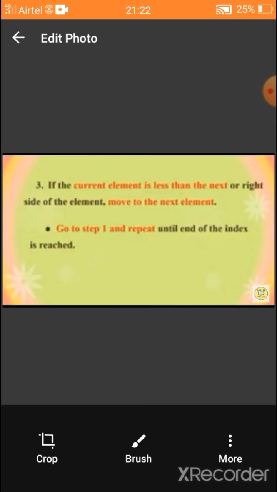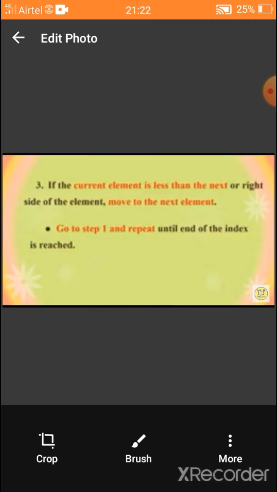It continues the process up to the end of the array. After it completes, it goes to the first element and checks all the two adjacent pairs once again. Until no swap is required, the bubble sort continues this process. It goes to step 1 and repeats until the end of the index is reached. So this is the pseudocode. They are the steps followed in the bubble sort algorithm.